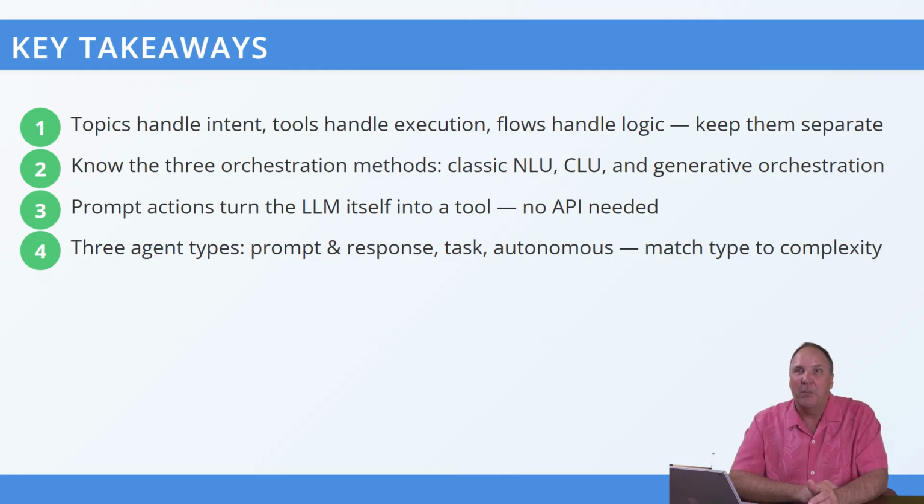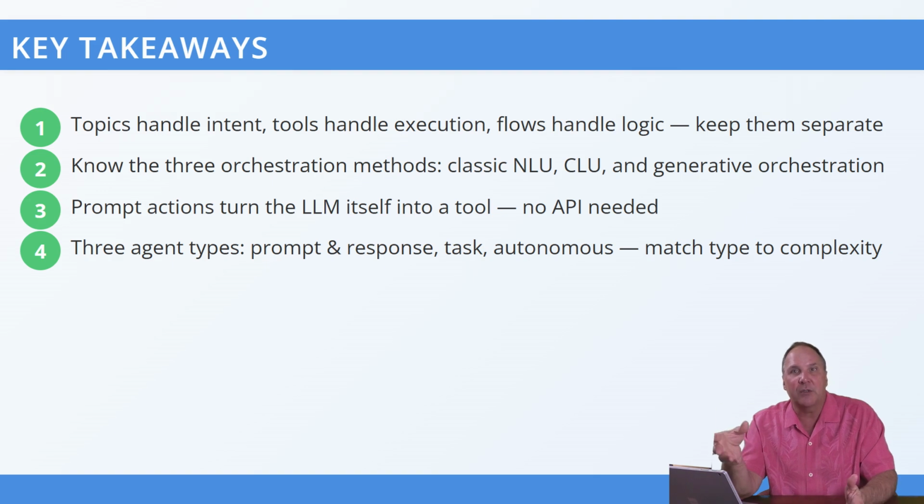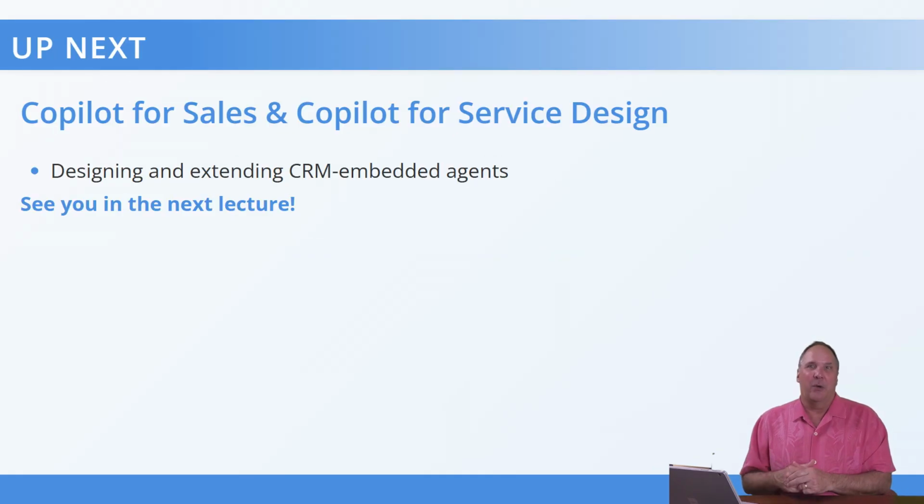Number 3, prompt actions turn the LLM itself into a tool. No API, no code, just a well-crafted prompt that transforms input into structured output. You saw that with our example in section 2. 4, 3 agent types. Number 1, prompt and response for Q&A type things. Task for workflows, and autonomous for independent operation. Match the type to the task complexity and the business risk. Now you know how to build agents in Copilot Studio.